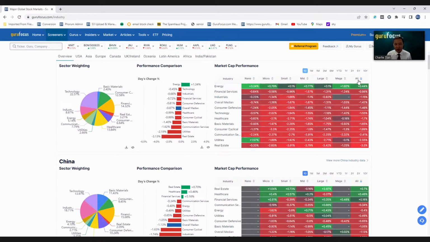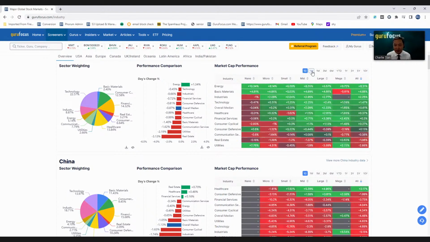But this chart is what we added, a new chart. It shows different sectors and different segments of market caps. So nano cap, micro cap, small cap, mid cap, large cap, mega cap, and it shows the performance of different market caps. This one gives you an idea of whether the large companies are doing better or small companies are doing better.